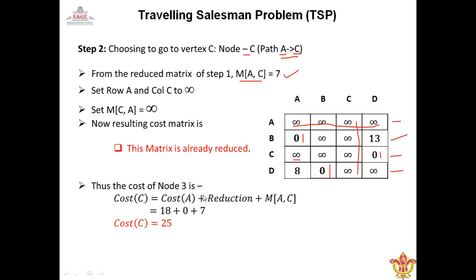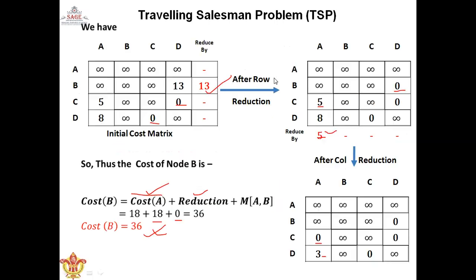See, so the cost of C is what? Cost of A, because we are coming from A, that is 18. We have calculated it. Reduction is what? 0. We don't require any kind of reduction. And M[A][C] is what? 7. This 7 is coming from where? From the reduced matrix. See?